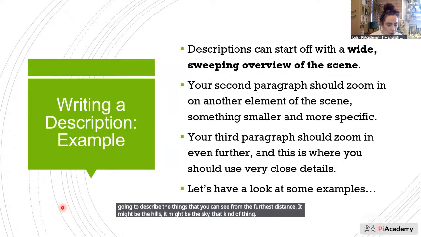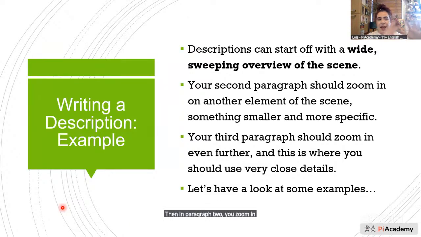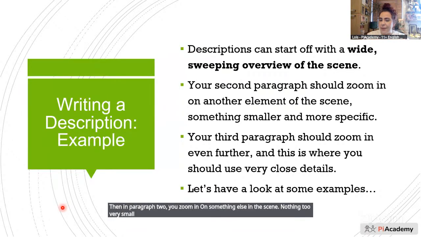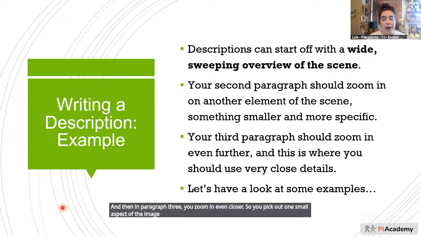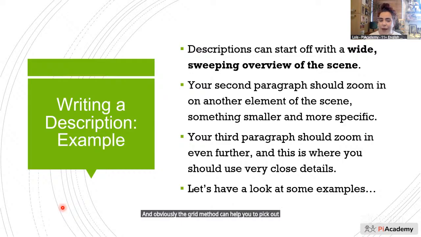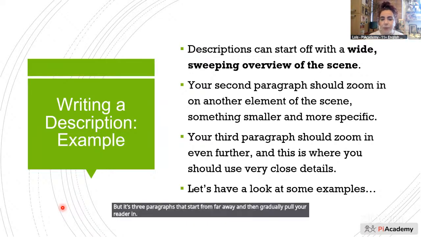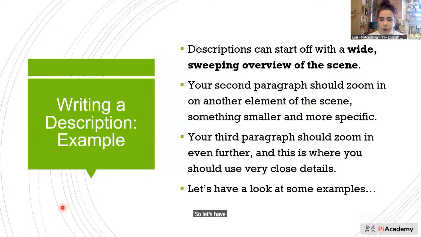Then in paragraph 2, you zoom in on something else in the scene. Nothing very small, but something on a kind of medium level, for example, a house or a tree. And then in paragraph 3, you zoom in even closer. You pick out one small aspect of the image and look at it in very close detail. The grid method can help you to pick out some of those things, but it's 3 paragraphs that start from far away and then gradually pull your reader in. Let's have a look at some examples of how we could do this.